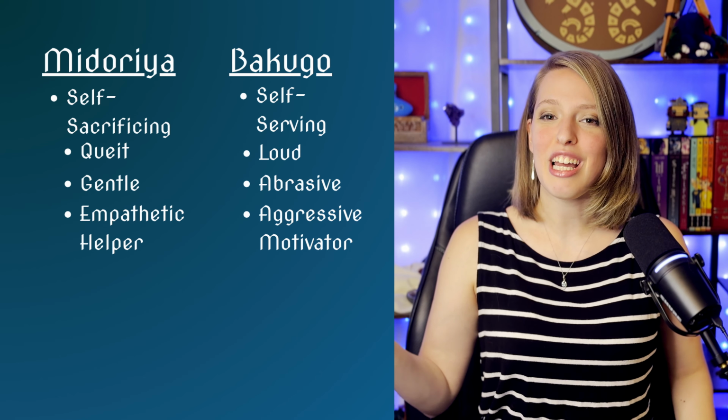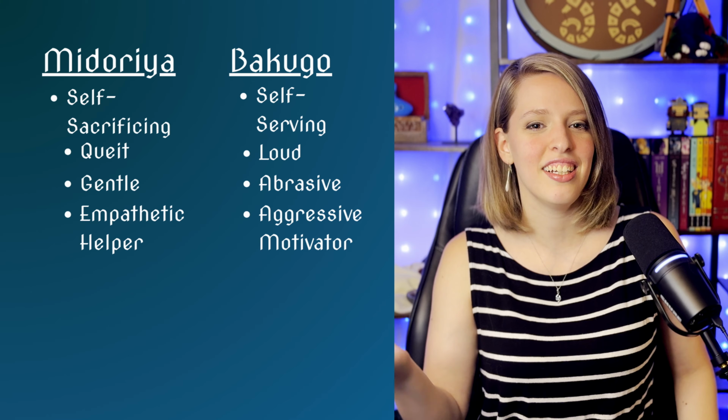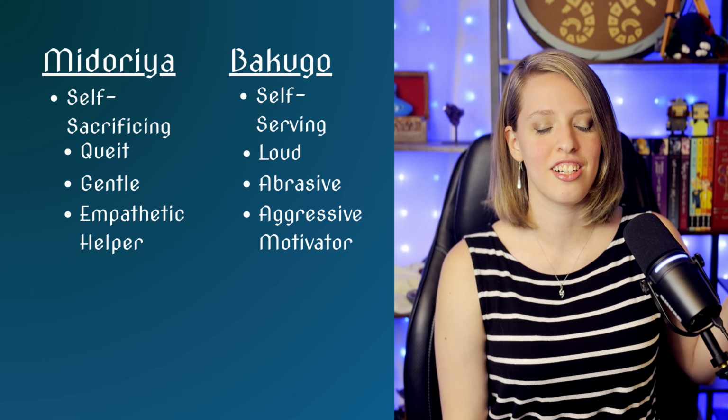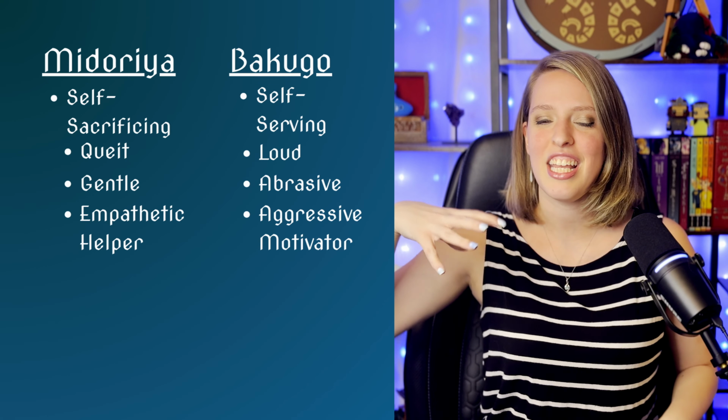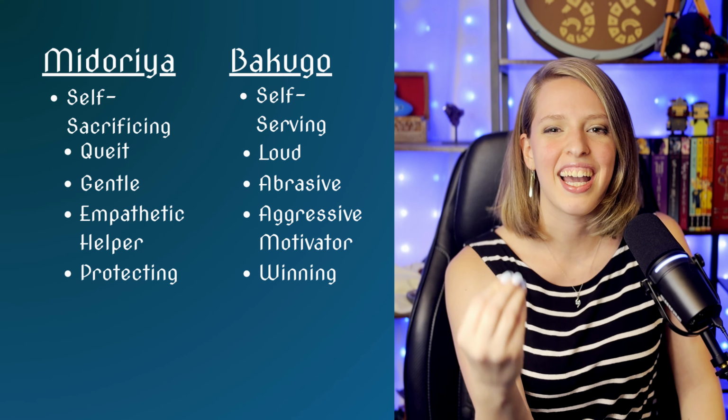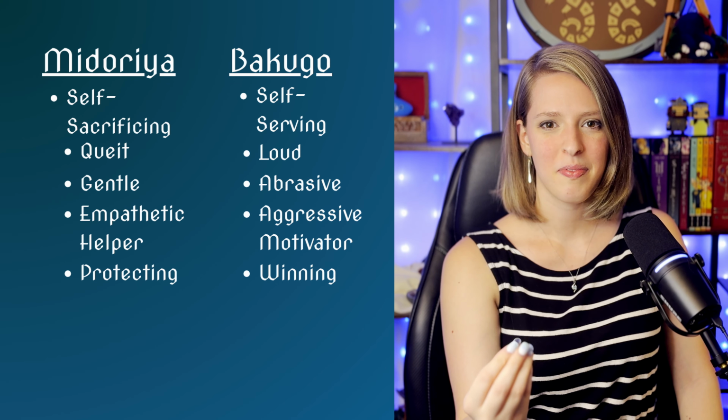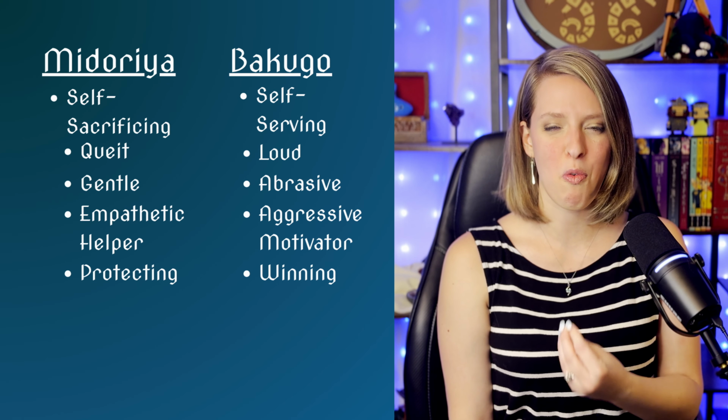Where Midoriya is empathetic and offers a listening ear, Bakugo acts like a drill sergeant of clean up your mess, get off the floor, go get the thing done. Where Midoriya would be like, oh, it's okay, let me help you up, let me help dust you off, let's figure this out together, Bakugo's like, go fix it yourself, in much more colorful language that I will not use. Midoriya is all about protecting other people. Bakugo is about winning, whatever he has to do.